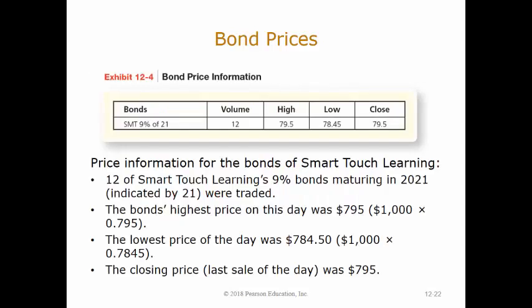Exhibit 12.4 shows sample price information for the bonds of Smart Touch Learning. On this particular day, 12 of Smart Touch Learning's 9% bonds maturing in 2021 were traded. The bond's highest price on this day was $795, which is $1,000 times 0.795. The lowest price of the day was $784.50, which is $1,000 times 0.7845. The closing price, or the last sale of the day, was $795.